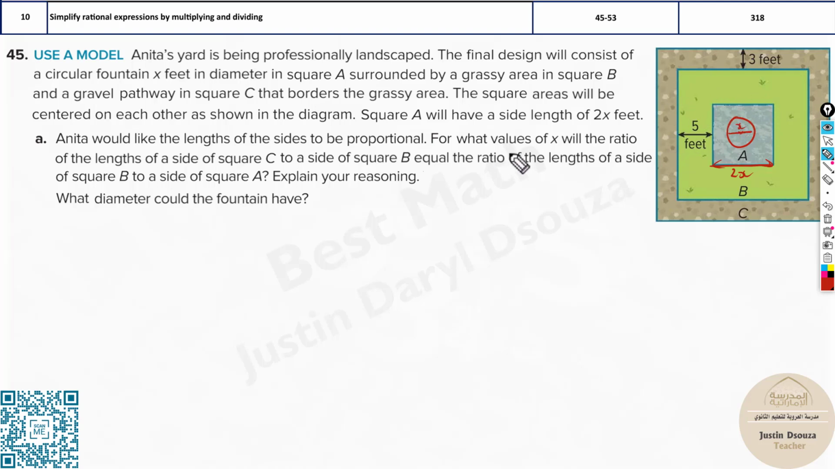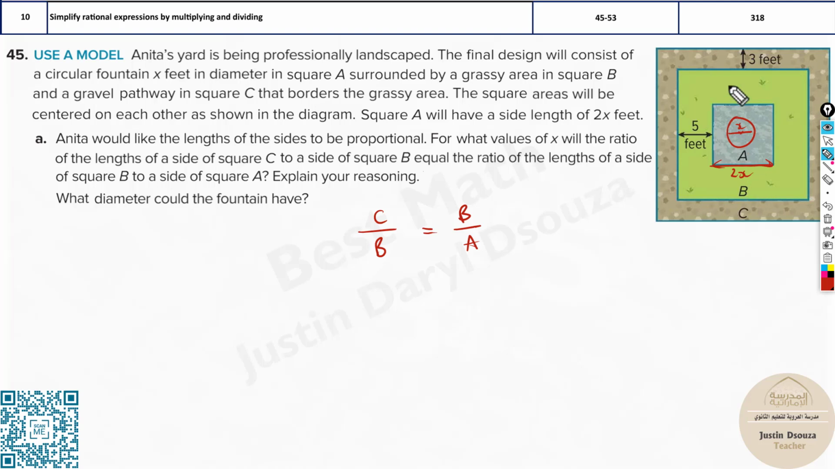They want them to be proportional. For what values of x will the ratio of lengths of the side of square C to the side of B be equal to the ratio of the side lengths of B to A? Let me write C. Square C ratio with B must be equal to the ratio of B and A. They have clearly mentioned it: for what values of x will the ratio of the side lengths of the square C to B be equal to B to A. Explain your reasoning. What diameter could the fountain have?